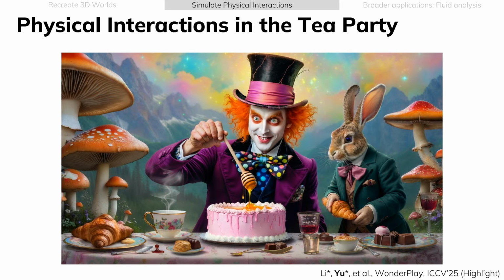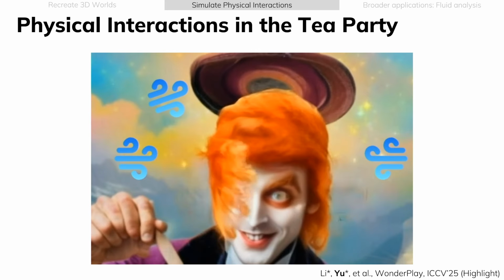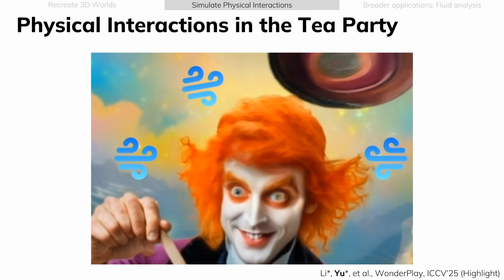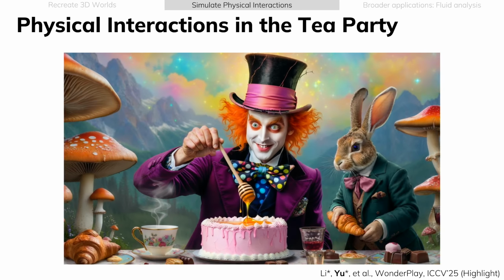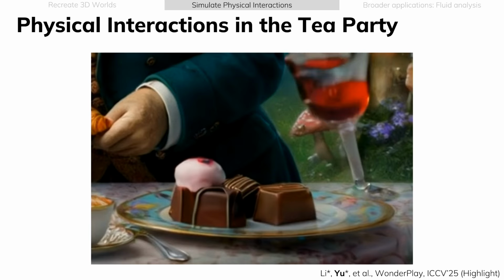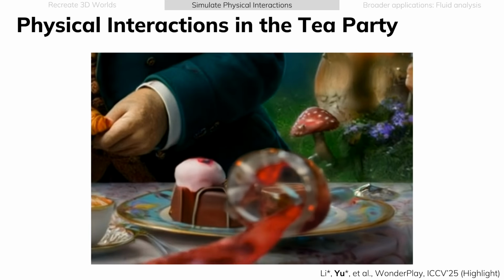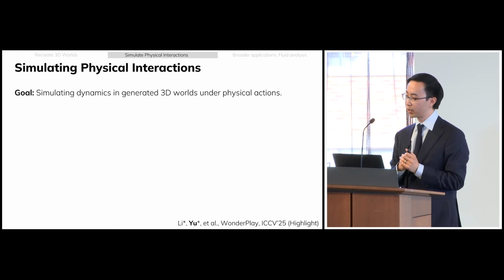And we can also imagine if there is a gust of wind blowing from the left to the right, then the Mad Hatter's hat will probably fly off, and his hair will be swaying in the wind. And we can also imagine if we really knock the wine glass over, then it will fall down, and the wine will spill out. Now, let me describe this problem more precisely.